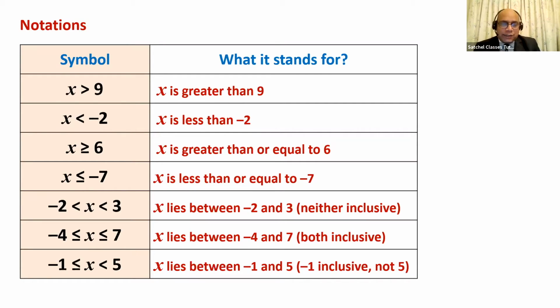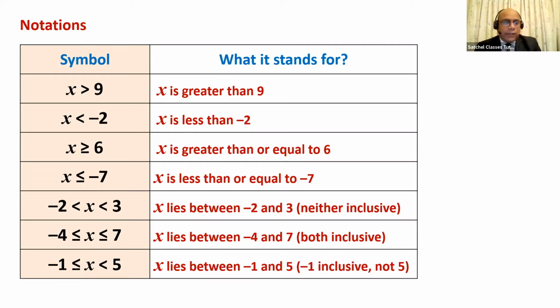The next one, as you can see, x lies between -4 and 7. However, because of the little lines below each of those symbols, it means both of these values are inclusive. So -4 and 7 are both inclusive in the given range.